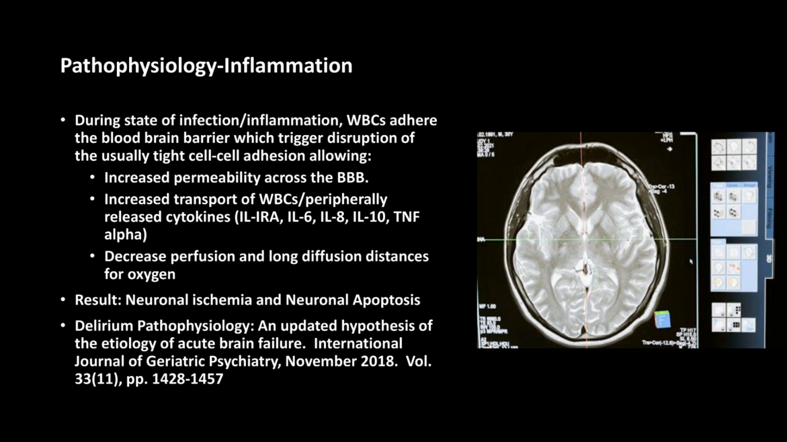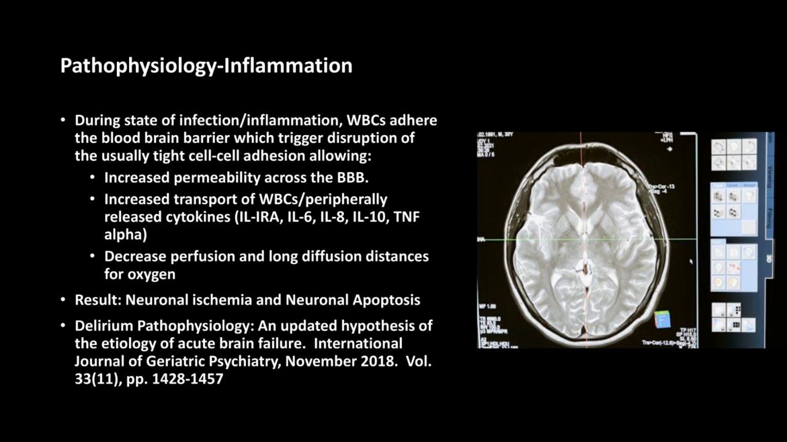Next, we will talk about the inflammation pathway during states of infection. Inflammatory white blood cells adhere to the blood-brain barrier and can trigger disruption of the usually tight cell adhesion. This disruption allows increased permeability across the blood-brain barrier, increased transport of white blood cells and peripherally released cytokines, and decreased perfusion, and creates longer diffusion distances for oxygen. The result of this disruption is neuronal ischemia and death.